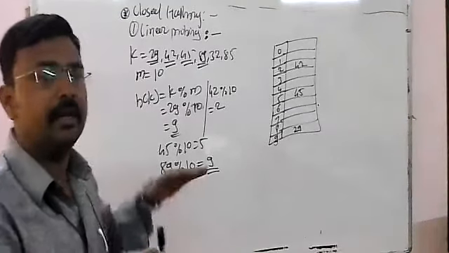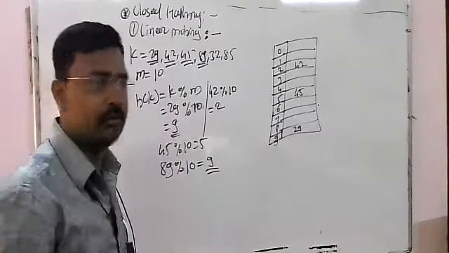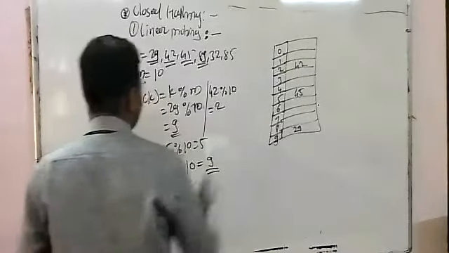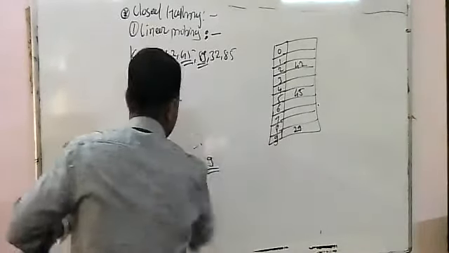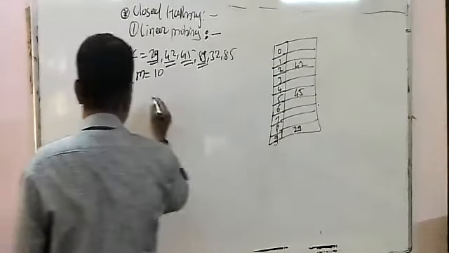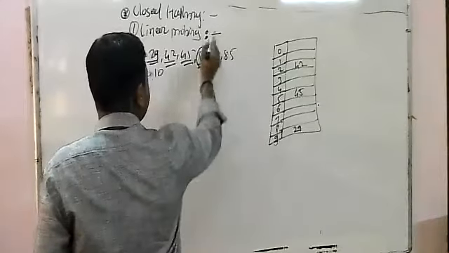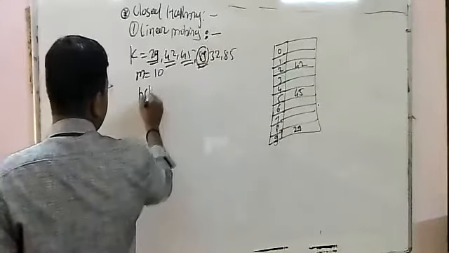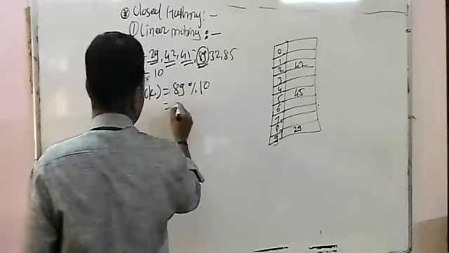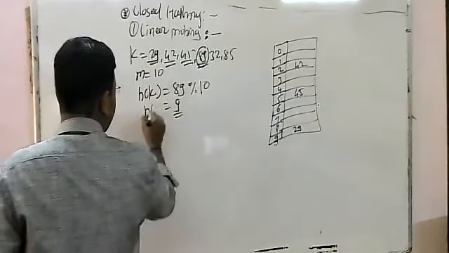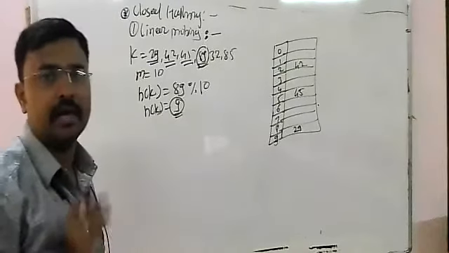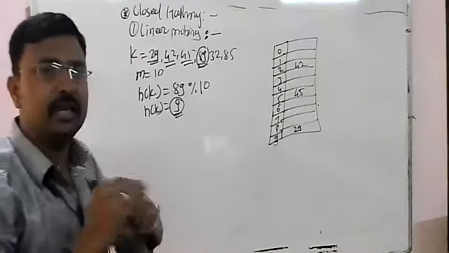Here we are going to apply linear probing. So here we are going to calculate the new index value for this element. Which one is that? 89. See, h of k is equal to 89 mod 10 is equal to 9. Means h of k value is now 9, by using linear probing.